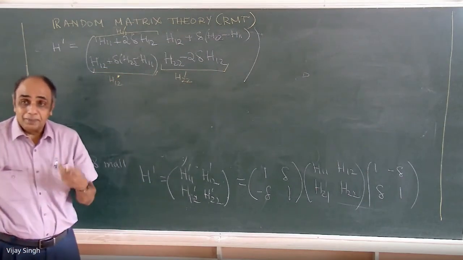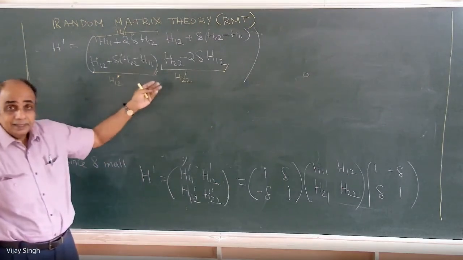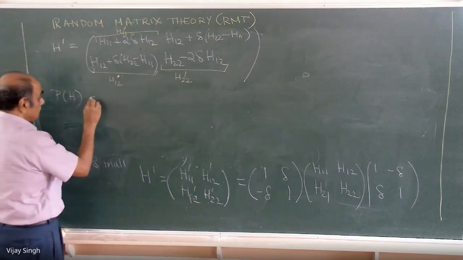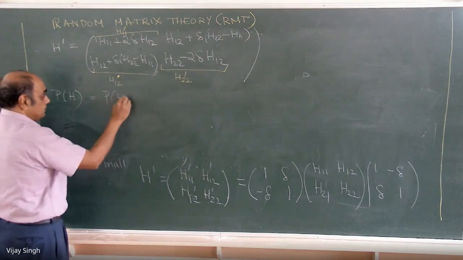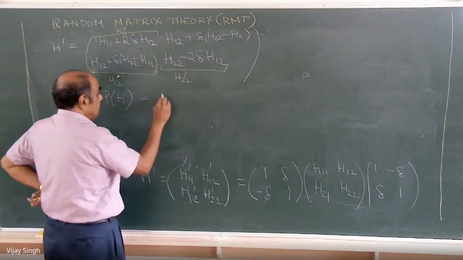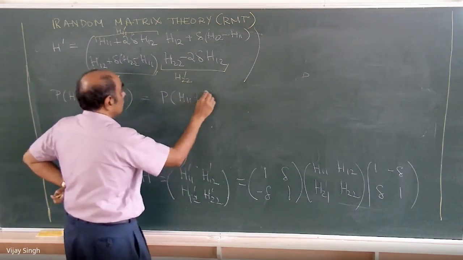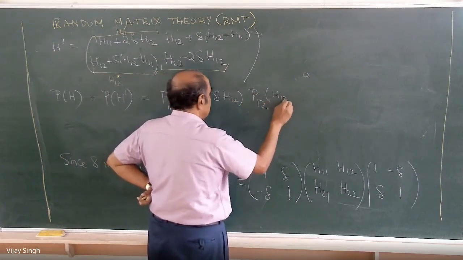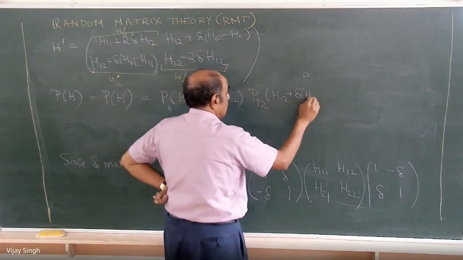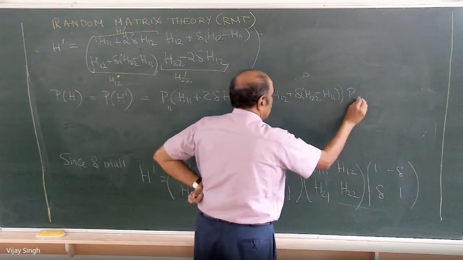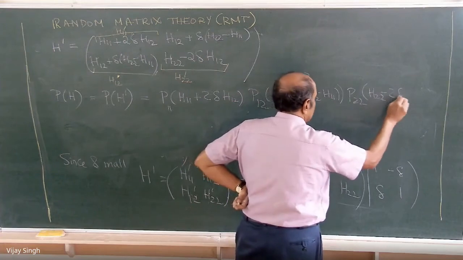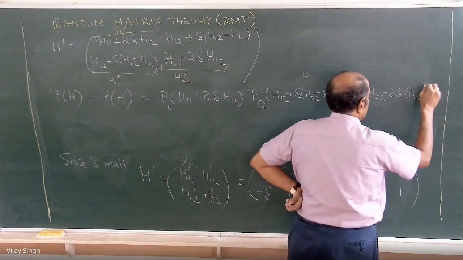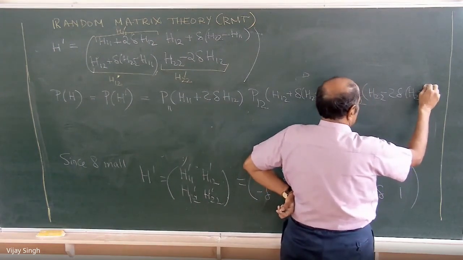Now you do, with the set of simple assumptions, let's see how far you can go. You impose the fact that the probability distribution is invariant. Therefore, I will demand that P of H is equal to P of H prime, which is basically P of H11 plus 2 delta H12, P12 of H12 plus delta times H22 minus H11, and P22 of H22 minus 2 delta H12.